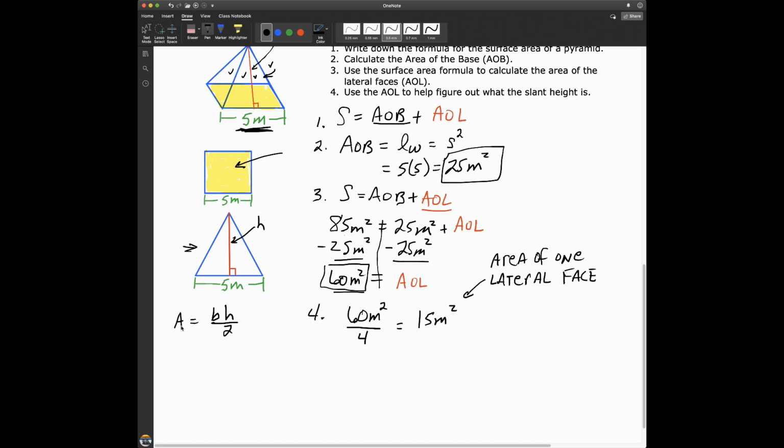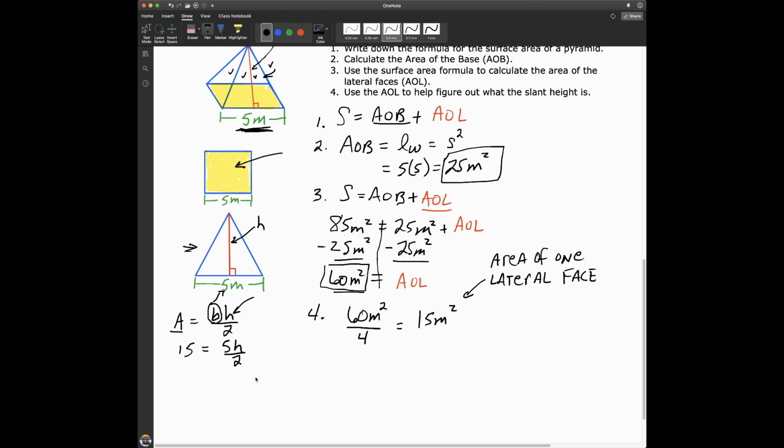So I have the base because it's 5 meters, and I only have one variable, which is the height. So I can calculate what the height is. Let me put the numbers in here. 15 meters squared equals the base, which is 5, times the height, divided by 2.